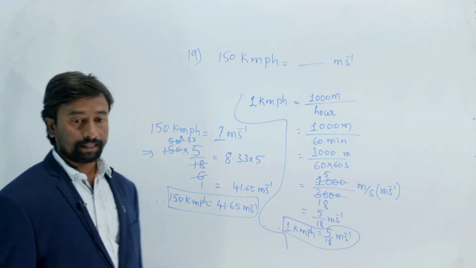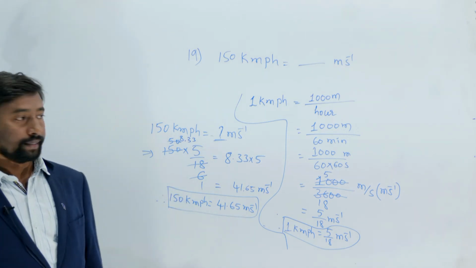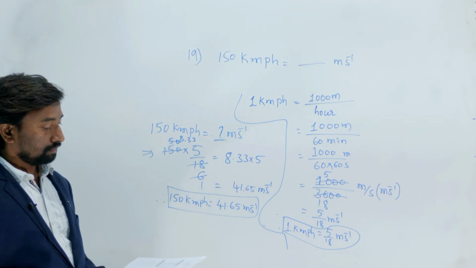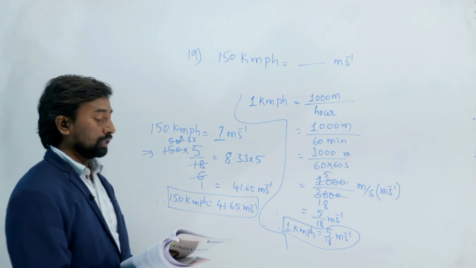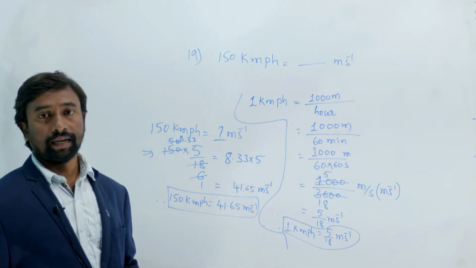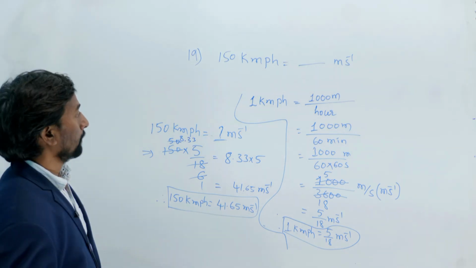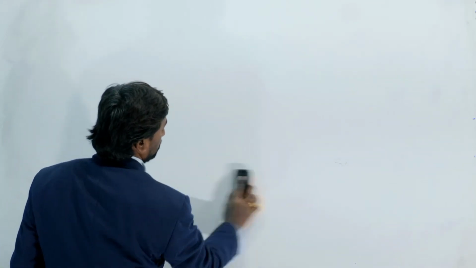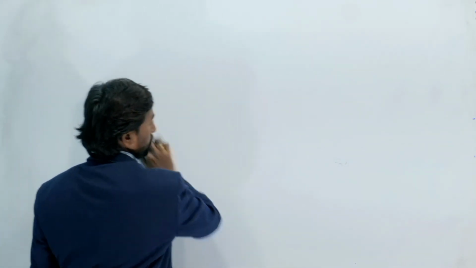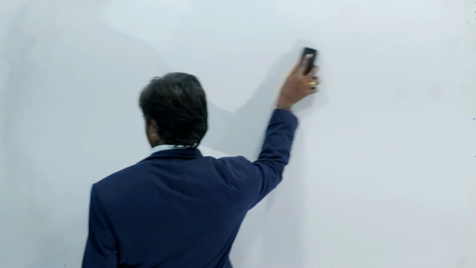Completed? Nice. Now we'll see the next problem. 20 nanograms is equal to dash tons. So we should convert 20 nanograms into tons.